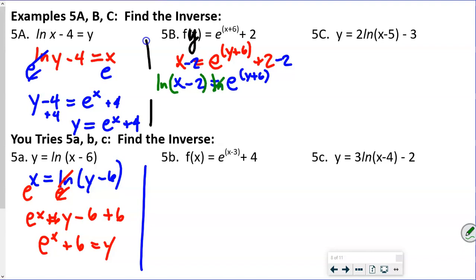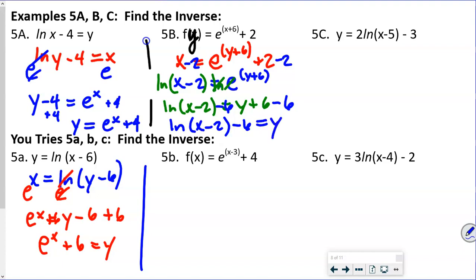Okay, so now this cancels out that. The ln cancels out the e, right? So we got ln of x minus 2 is equal to y plus 6. So we're going to subtract 6 from both sides. So this is going to be ln of x minus 2 minus 6, and that's going to be y. So that's my inverse there, okay? So now go ahead down below and do the next inverse for me, if you would. So once again, this is y, so we're going to make that x as we swap our x and y.